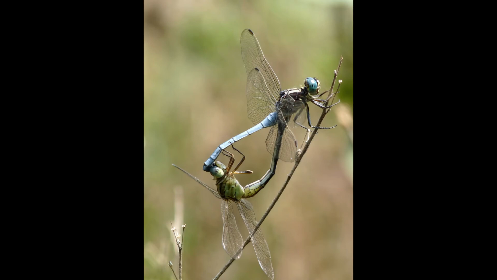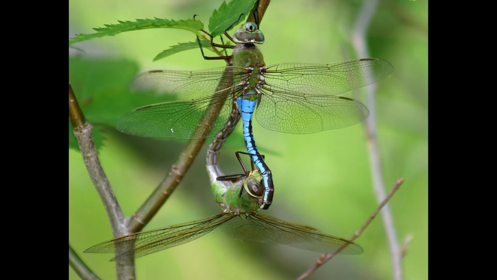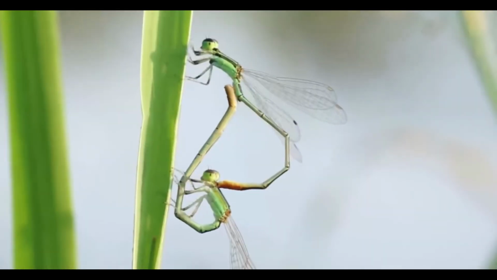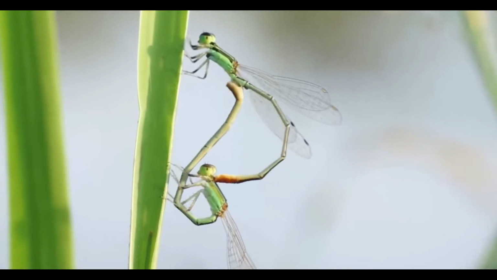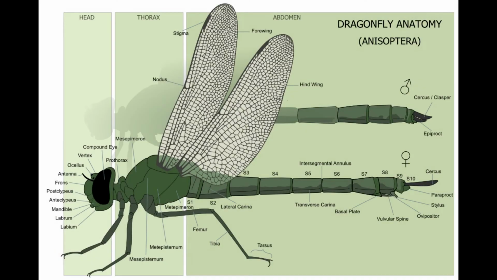The female curls her abdomen downwards and forwards under her body to pick up the sperm from the male's secondary genitalia, while the male uses his tail claspers to grip the female behind the head. This distinctive posture is called the heart or wheel. In females, the genital opening is on the underside of the 8th segment and is covered by a simple flap, vulvar lamina, or an ovipositor.